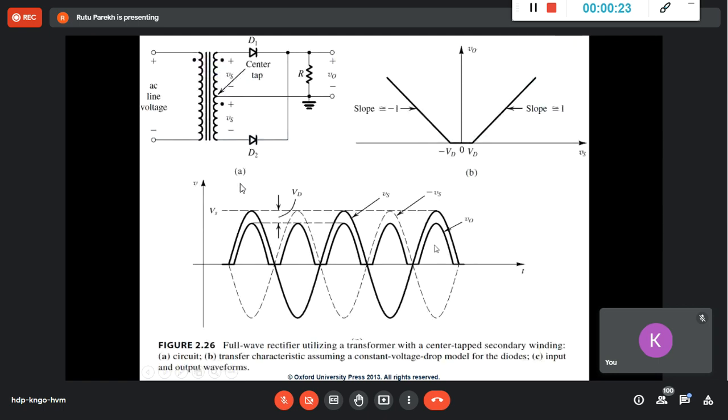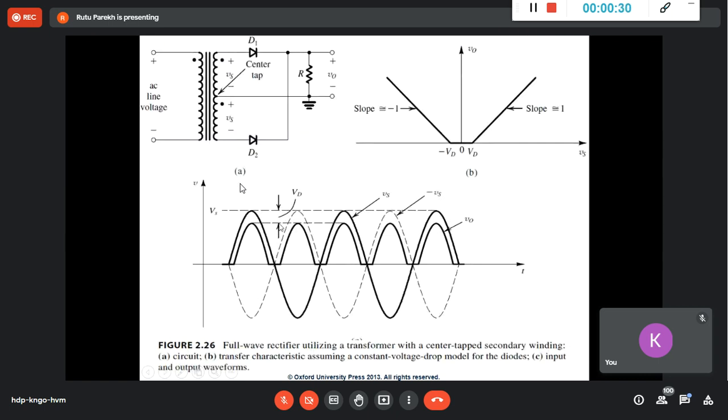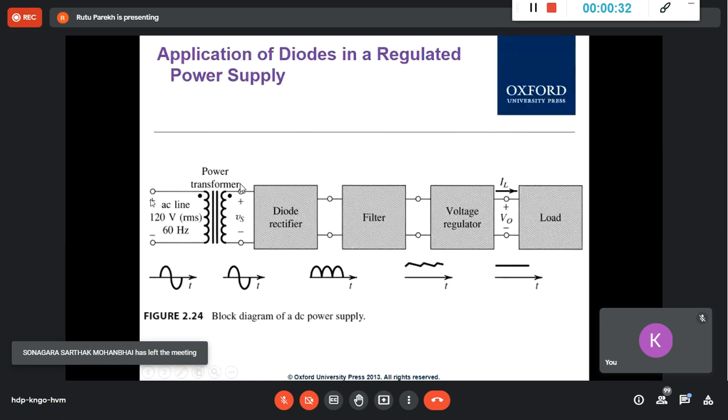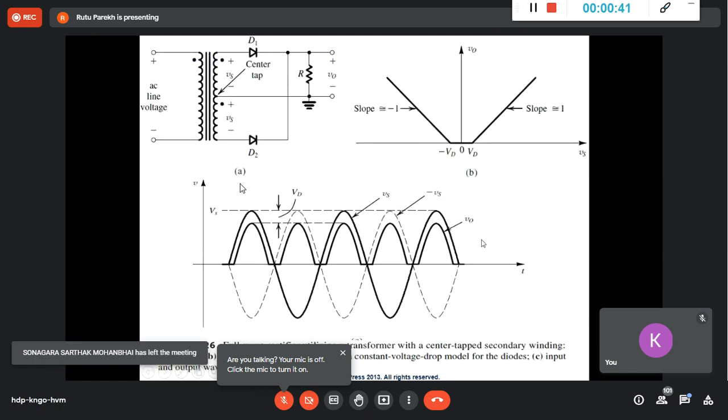So now, step by step, this rectifier. Let us see. Let's say that from 120 volt, what we need is 15 volt. So you have to down convert that and then do the processing, for example.